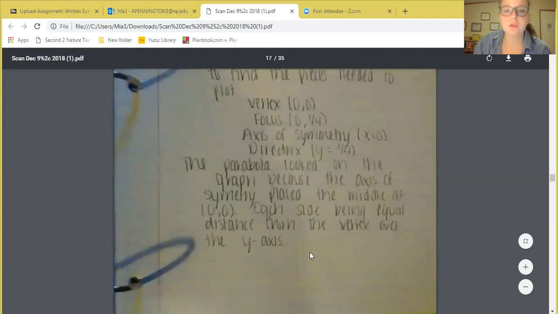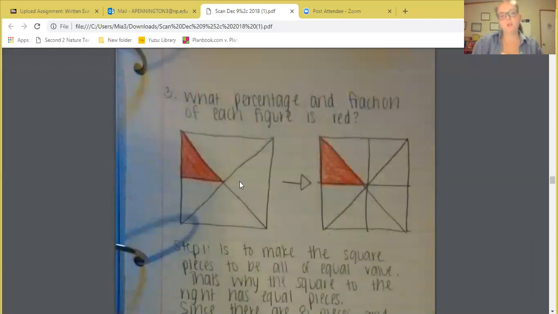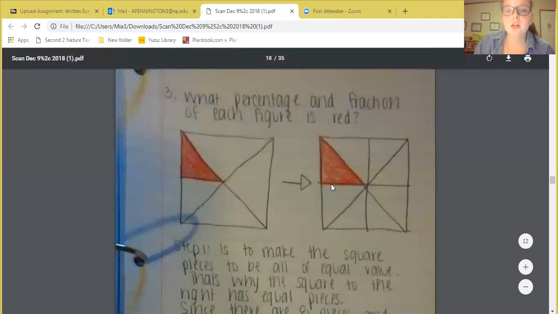Now let's go on to 3. What percentage and fraction of each figure is red? So right now, the first figure we have is our square. And we know that this triangle right here can be evenly broken into 2. So that's what we're going to do.